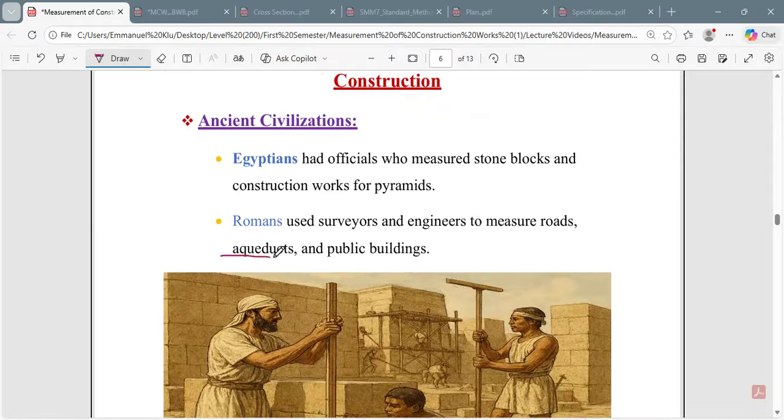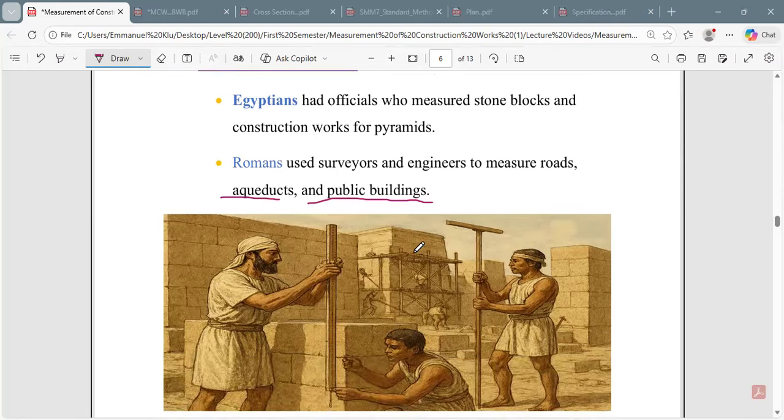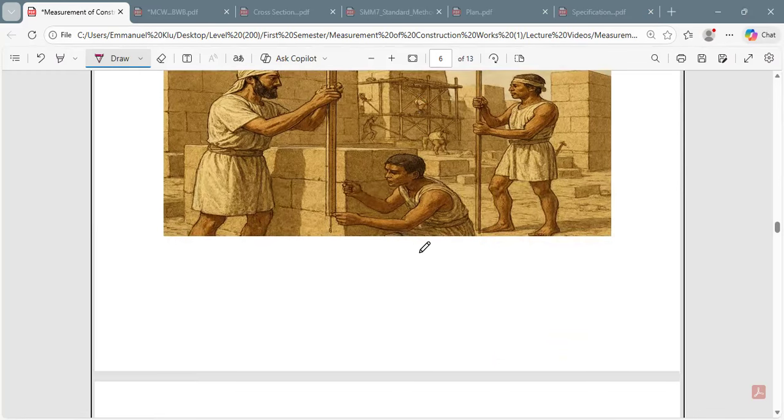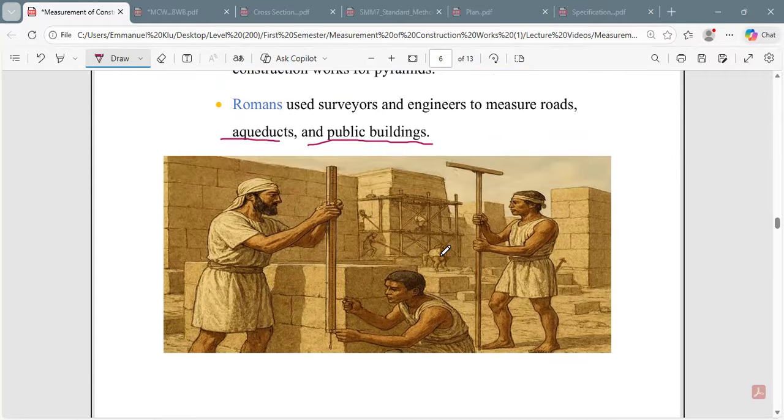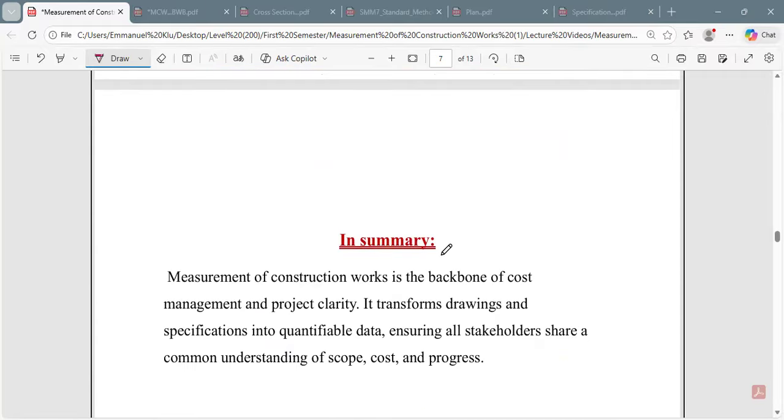I showed you the aqueduct in the estimation video. Those who watched the video would have appreciated that much. The idea of measurement of construction work was also used in public buildings. So you can see this idea has not been there just today. Once someone has been able to do it, it means that we can also be able to do it. All right, so let's proceed.